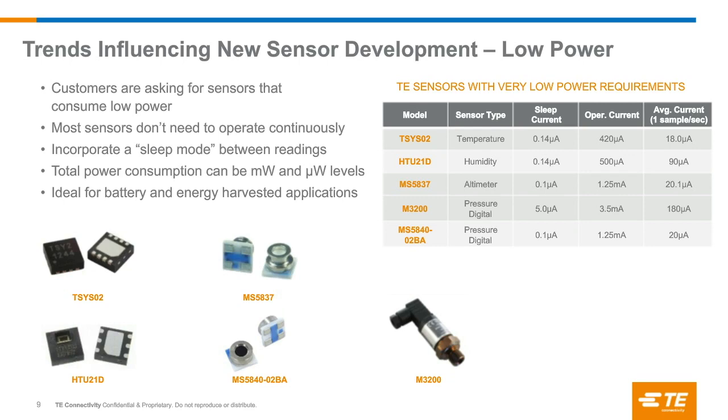HTU-21 is a humidity sensor, and it draws very, very low current, 90 microamps of power. The altimeter, 5837, draws 20 microamps. We have one digital pressure sensor that is an industrial digital pressure sensor, which you can see the image of down there, that draws about 180 microamps. And then, of course, the 5840 also draws about 20 microamps.